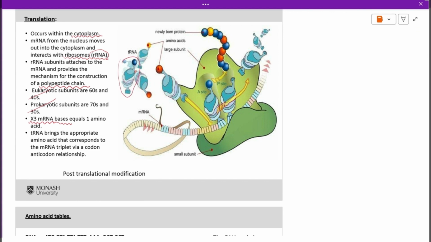This special type of RNA has an amino acid attached to one end of the RNA, and the other end has a region that has an anticodon, which means it's got 3 bases that are complementary to the code on mRNA. Every 3 bases on mRNA is called a codon. So tRNA will bring the appropriate amino acid that corresponds to the mRNA triplet by a codon-anticodon relationship.